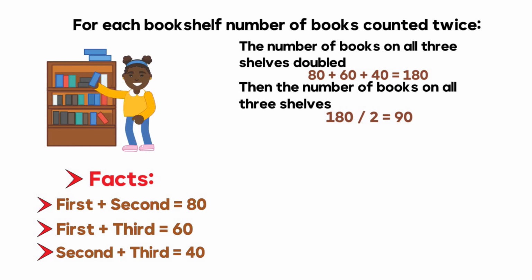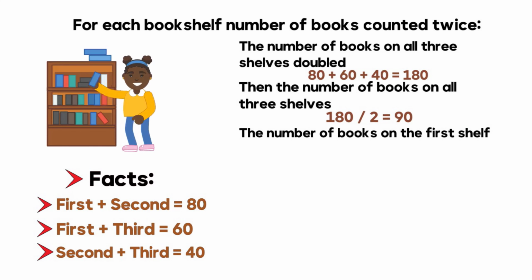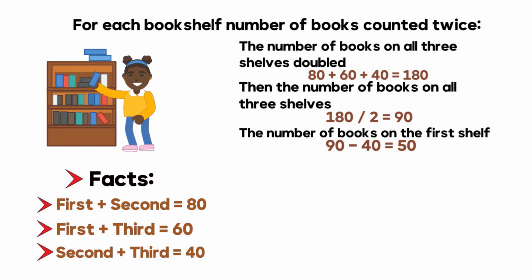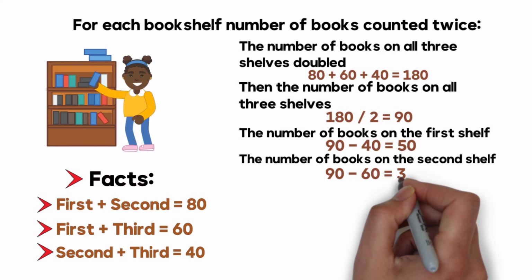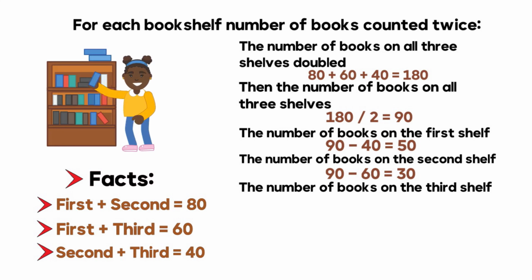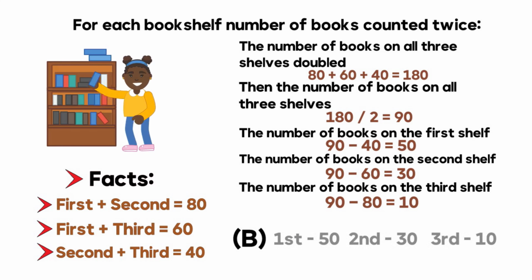And now we can calculate the number of books on each and every shelf. So having this information handy and looking at the facts, we can calculate the number of books on each individual shelf. For example, the number of books on the first shelf can be calculated by subtracting 40 from 90, and the result will be 50. The number of books on the second shelf can be calculated by subtracting 60 from 90, and the result will be 30. And the number of books on the third shelf can be calculated by subtracting 80 from 90, and the result will be 10. So the correct answer here is choice B.